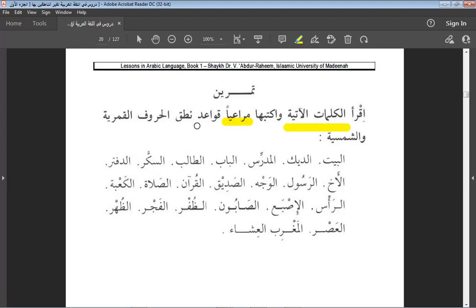Muraiyan qawaida nutq al-huruf al-qamariya wa shamsiya. Nutq, pronunciation. Being careful about the laws of pronouncing al-huruf al-qamariya, the moon letters, wa shamsiya, and the sun letters. So that is what this assignment requires from us. So they want us to practice on what we've learned about the qamariya and shamsiya.